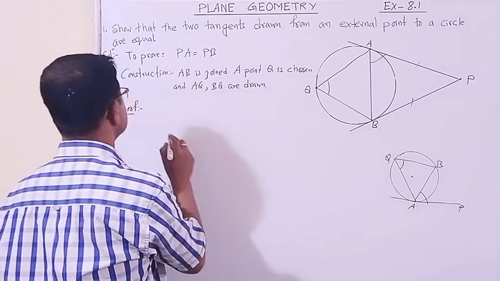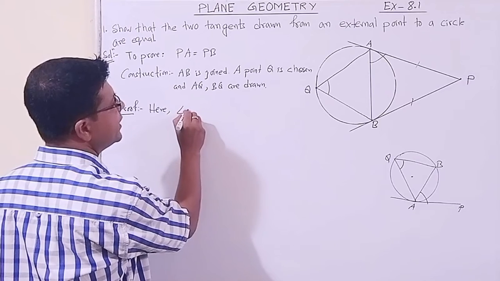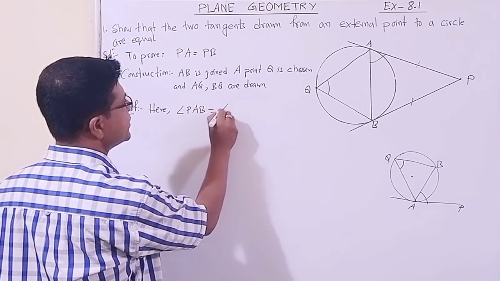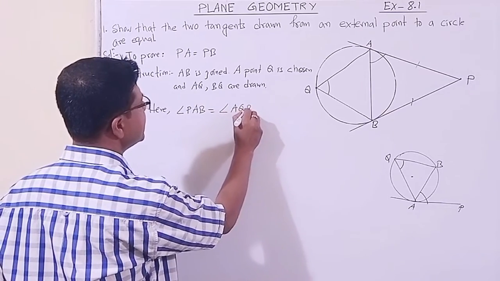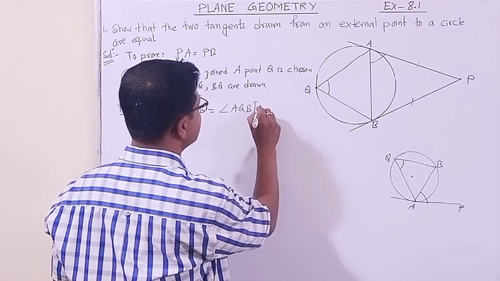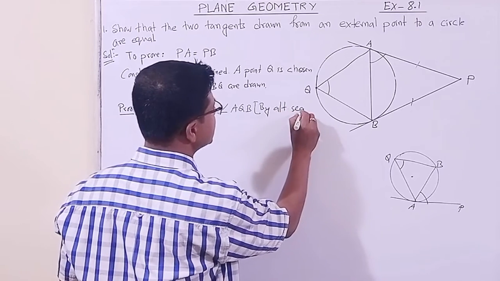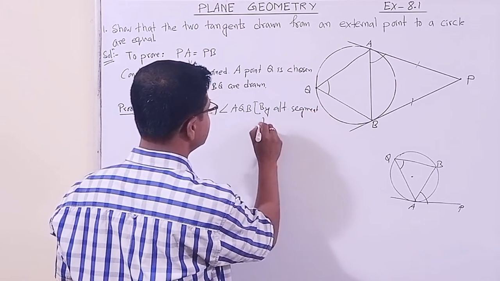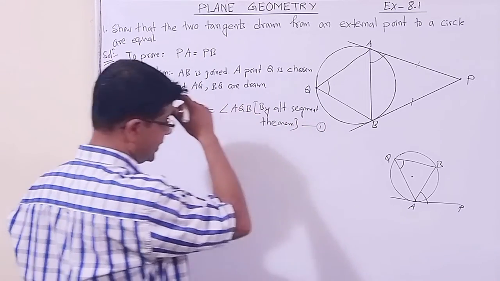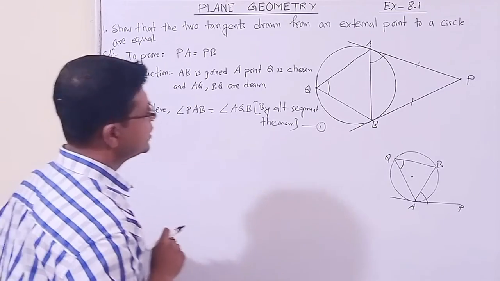Got it? So here angle PAB is equal to angle AQB. How? We have to write the reason: by alternate segment theorem, in short form written alternate segment theorem. Okay, this is equation 1. Also, the solution is very short.